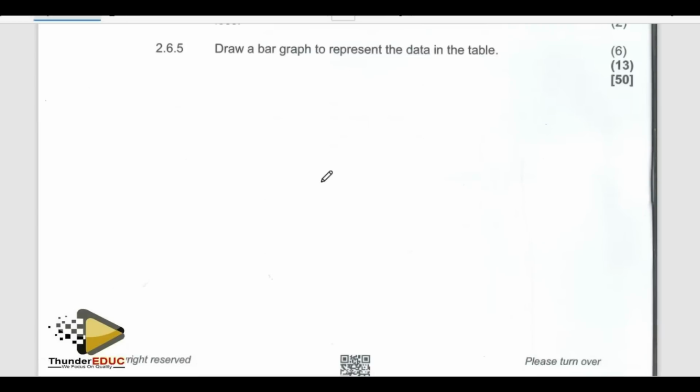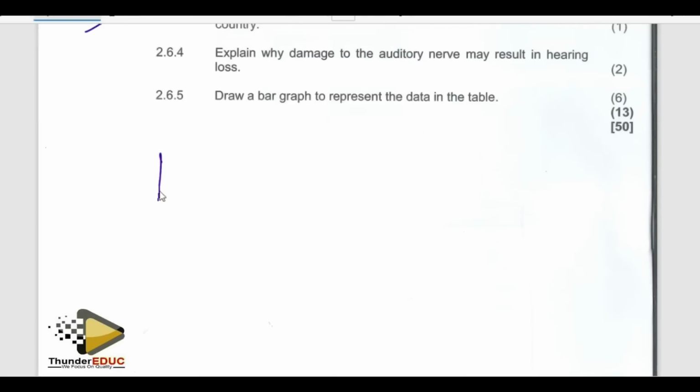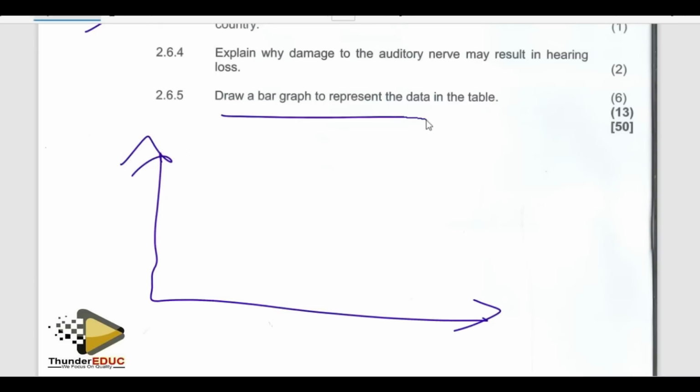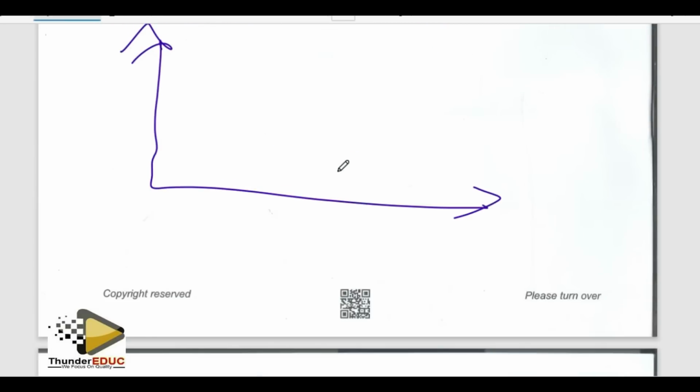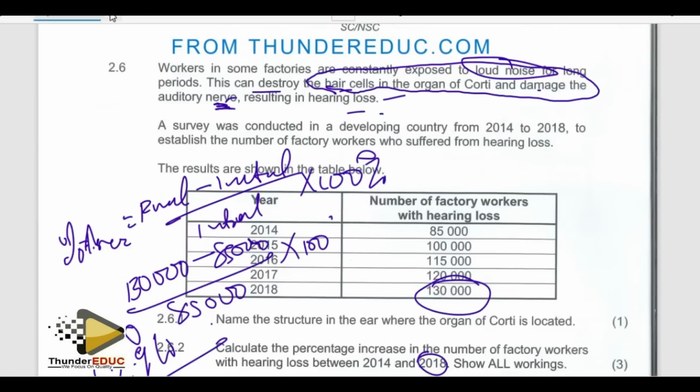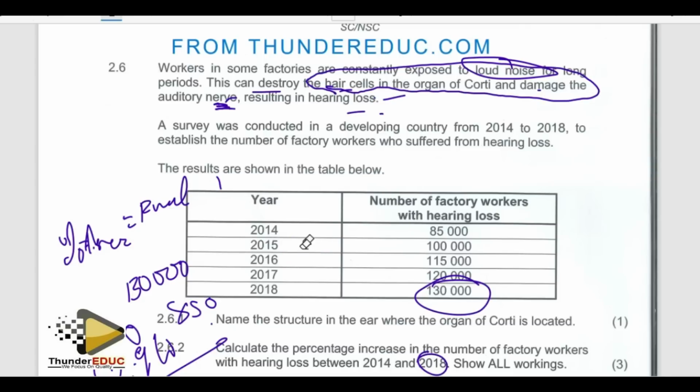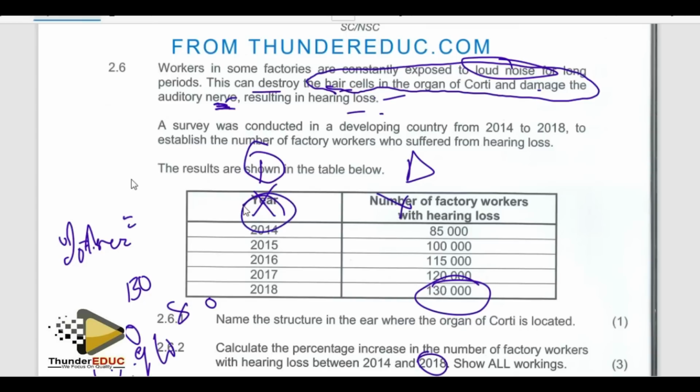Draw a bar graph. You want me to draw? I don't think so. But what is important here is that you have to have a caption with the two variables, meaning the variable of the year and the number of workers with that problem. And then we use the ID method. You remember the ID method? Some of you don't know it. Let me show you. The ID method is, you say ID x y: independent variable on the x-axis, dependent variable on the y-axis. This is the independent variable, and this is the dependent variable.